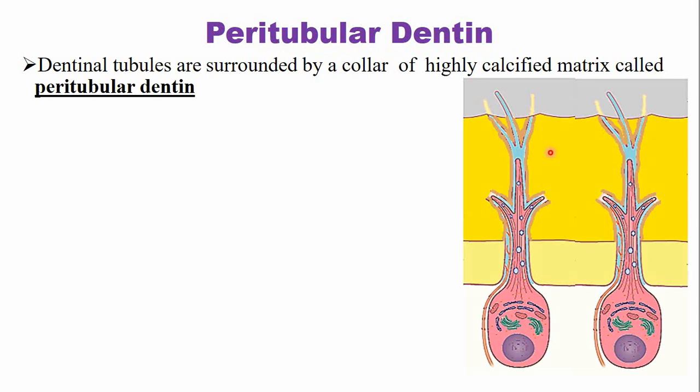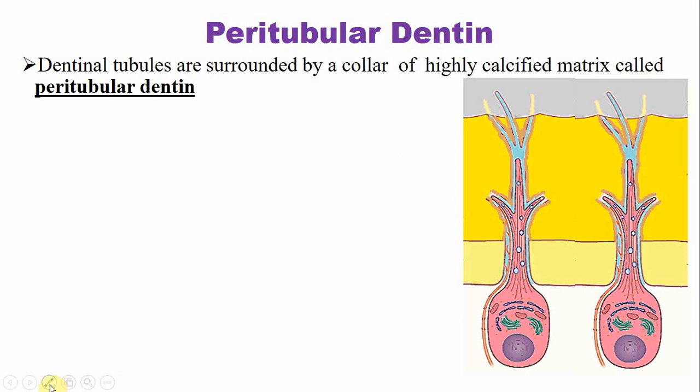Again, this is a picture of the longitudinal section of dentin, which contains the odontoblast as well. So this dentin that is surrounding the dentinal tubules is the peritubular dentin. Same in this picture. Around this odontoblast, this dentin that is darker in color, I have shown it with a darker color. This dentin is the peritubular dentin.